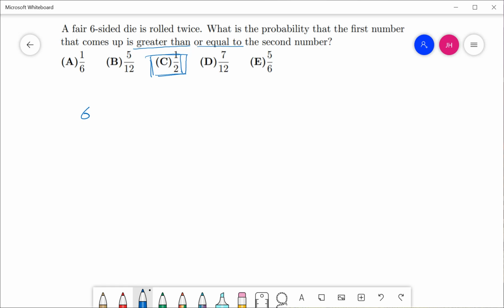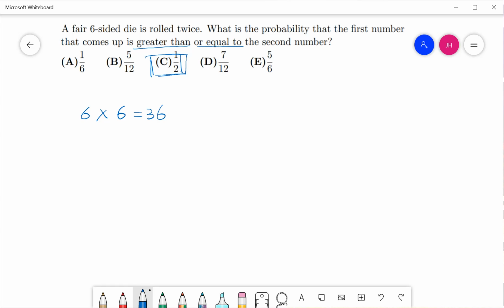And when we roll the die a second time, we have another 6 possible outcomes. So by the multiplication rule, when we consider the outcome of rolling the die twice, the total possible outcomes would be 6 times 6. That's 36 possible outcomes. Now we want to do casework, and we will apply the beginning motivation.